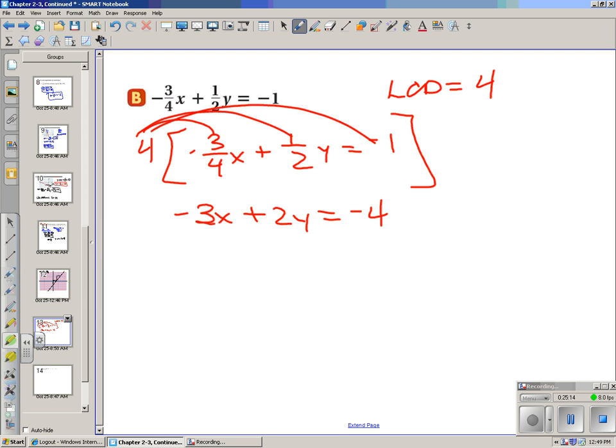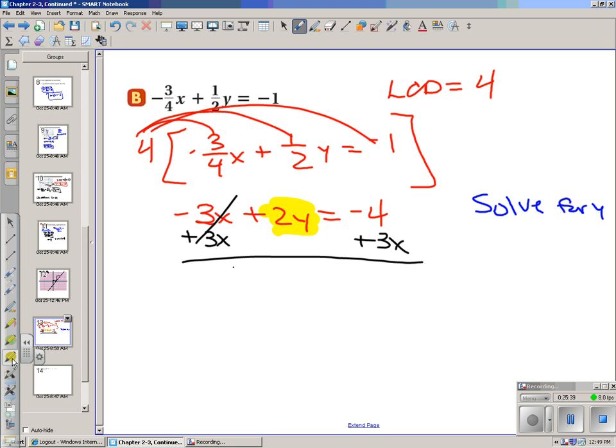Okay, now what am I doing? I need to find my slope and my y-intercept. So what do I have to do? I need to solve for y. If I'm solving for y, I need to isolate my y. So I need to get rid of the stuff attached to it by addition or subtraction first, which means I do what? Add 3x. 2y is equal to 3x minus 4.